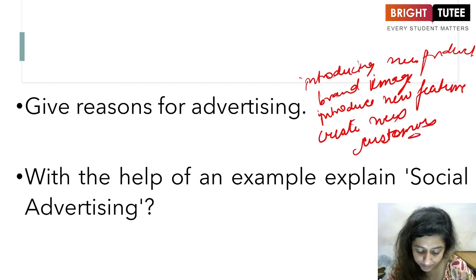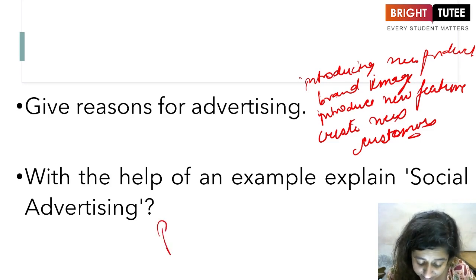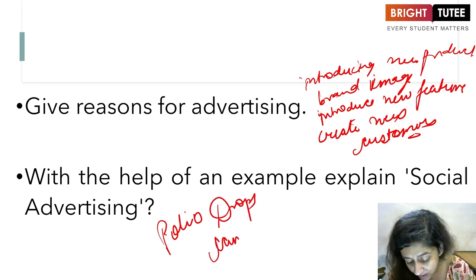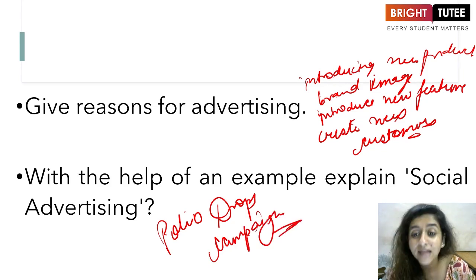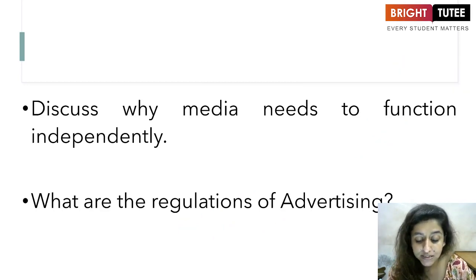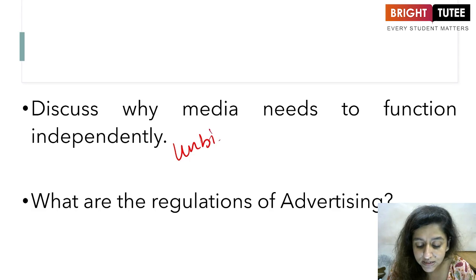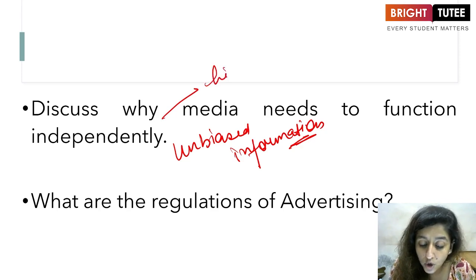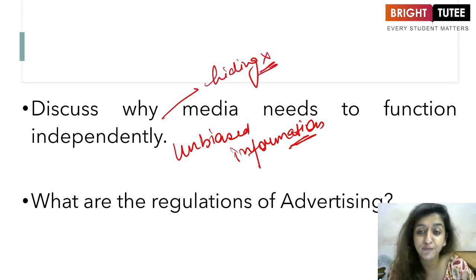With the help of an example, explain social advertising. With the help of the polio drops campaign, you may please explain what is social advertising. Moving ahead, discuss why media needs to function independently. We have discussed it before as well. Media needs to function independently so that it is able to provide unbiased information to the citizens to make their opinion upon, and also is not hiding any information available.